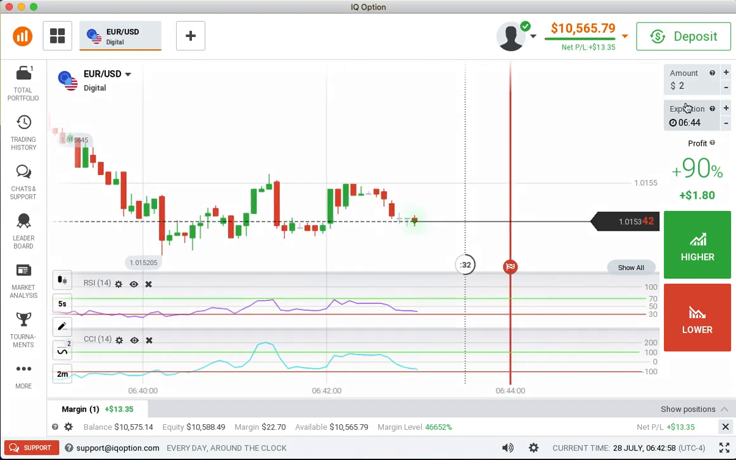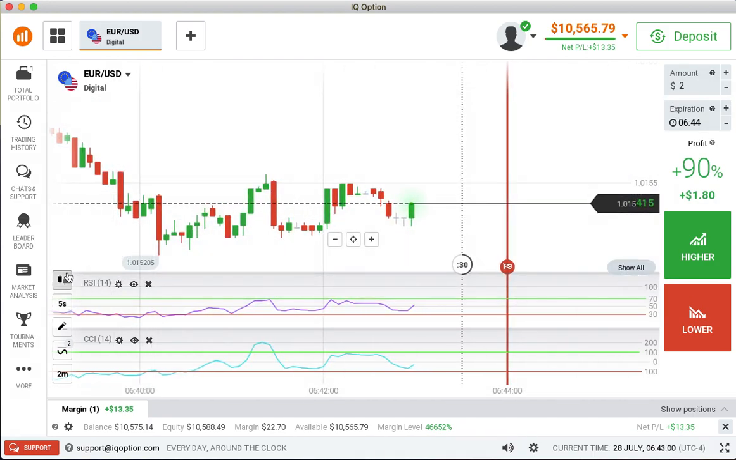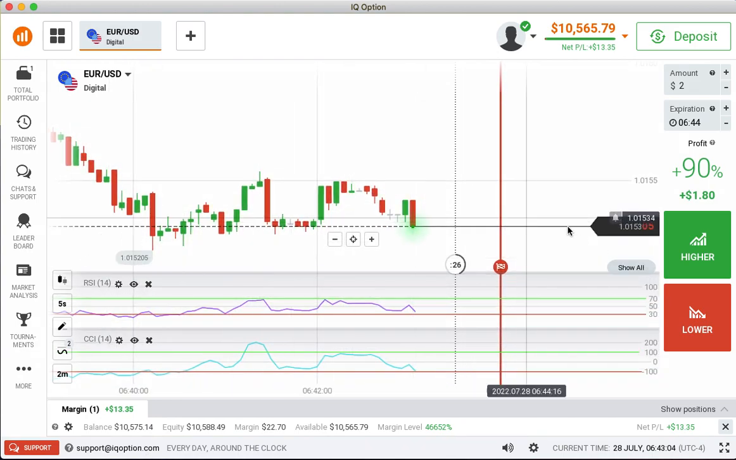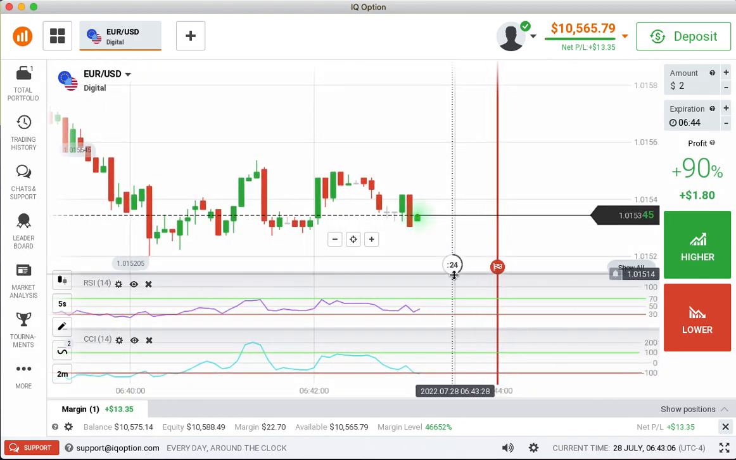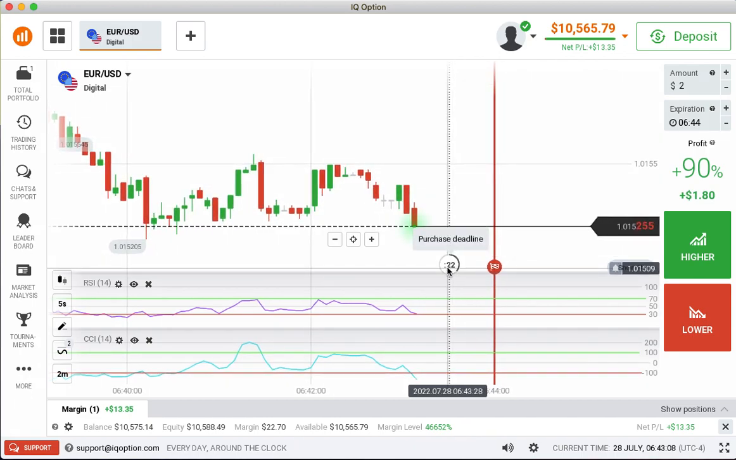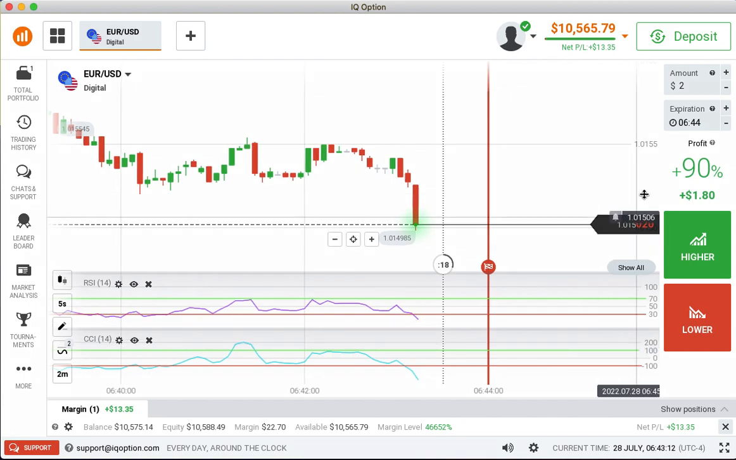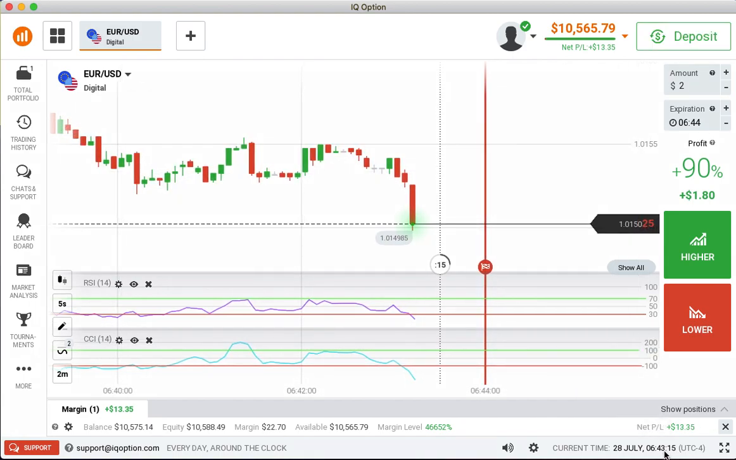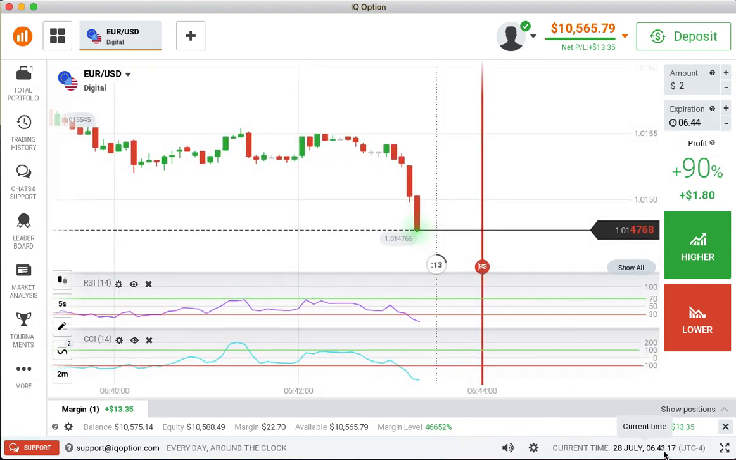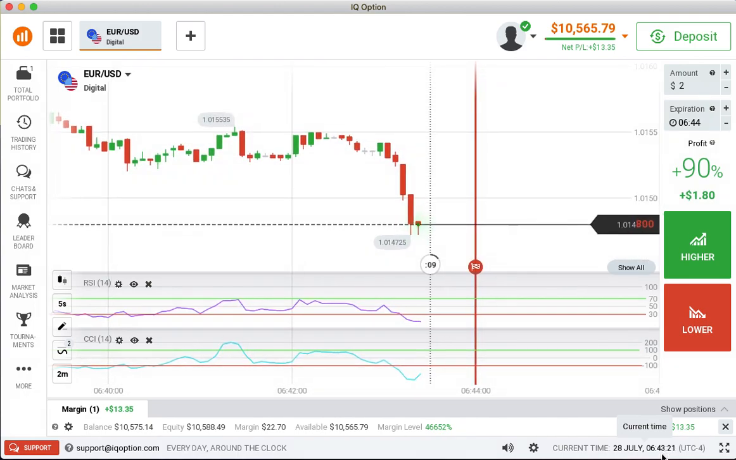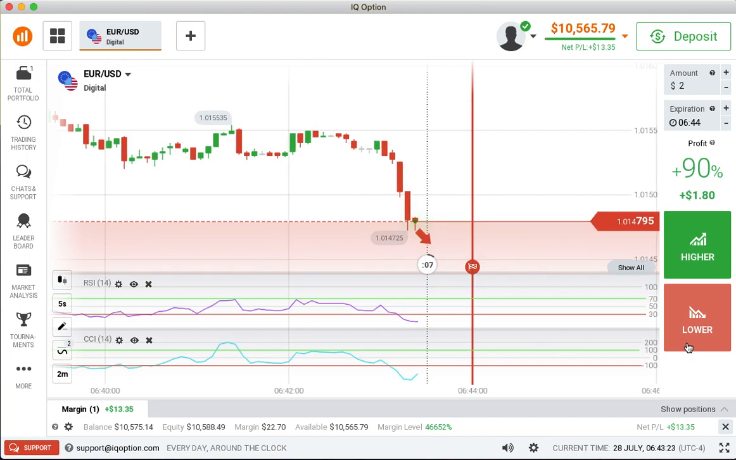20, right? We have the relative strength index and the commodity channel index both set to default. We wait until the purchase deadline reaches 5 seconds to make a trade. Our candle time is set to 5 seconds, and we wait. We'll trade for 20 minutes from now. So 20 minutes from now would be 7 o'clock. Technically 7 o'clock, not all the way, right?